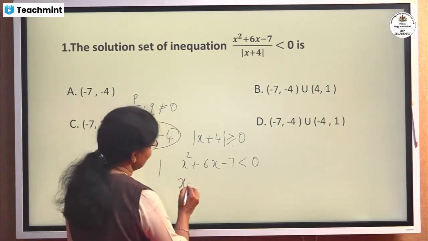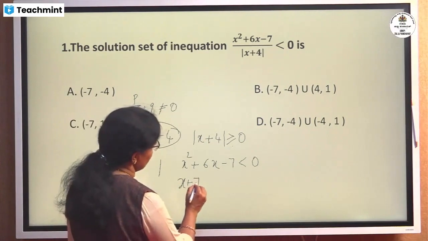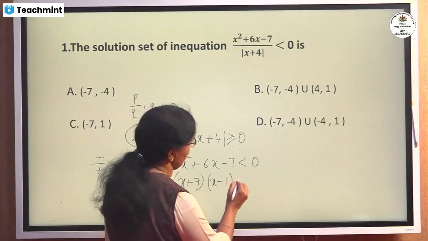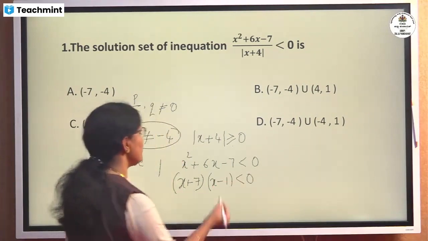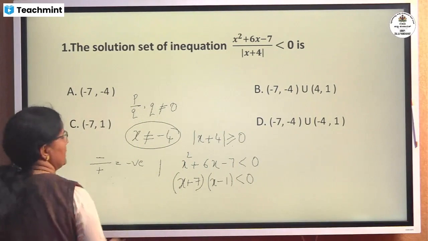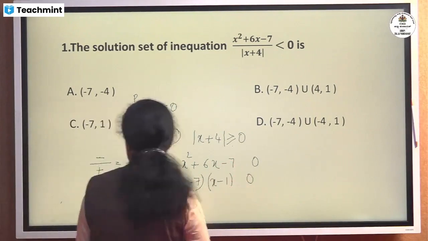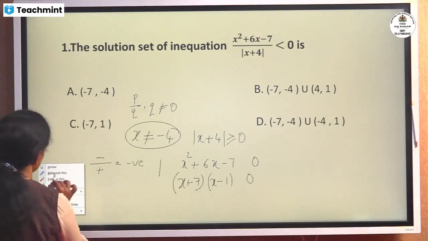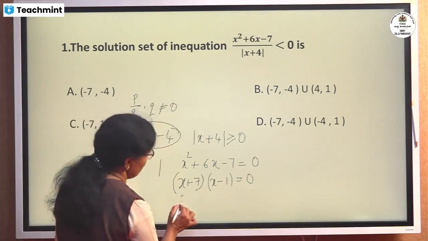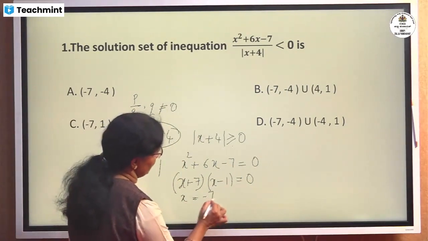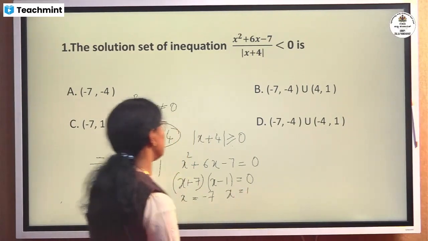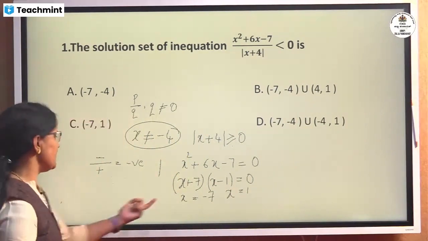All these are 9th standard questions. x plus 7 is one factor and another factor is obviously x minus 1, which is lesser than 0. I will make it an equation, inequality is not needed here. I will solve the equation first. Therefore x is equal to -7 is one value and x is equal to +1 is another value that you will get. This is the condition for the numerator.